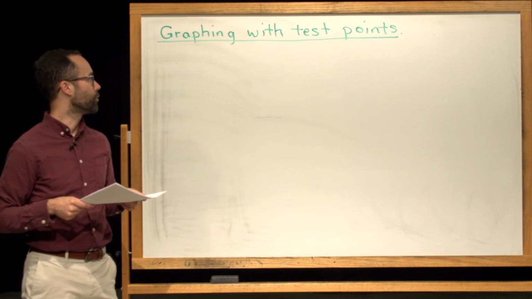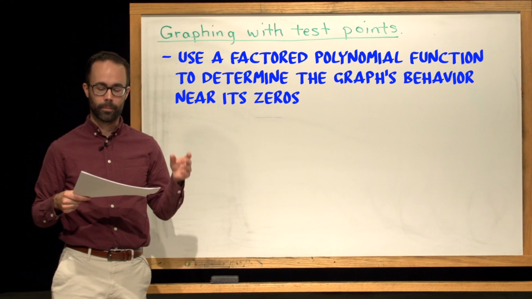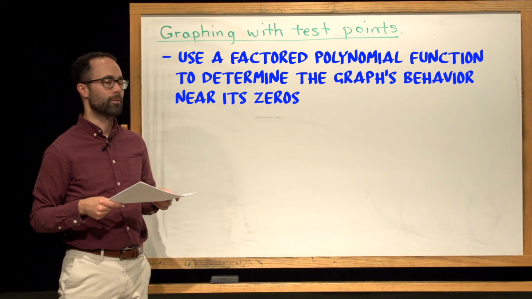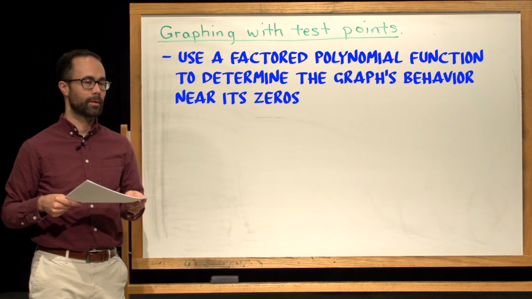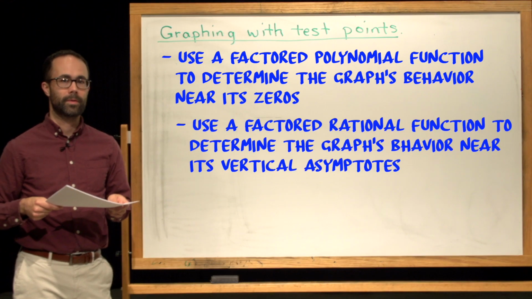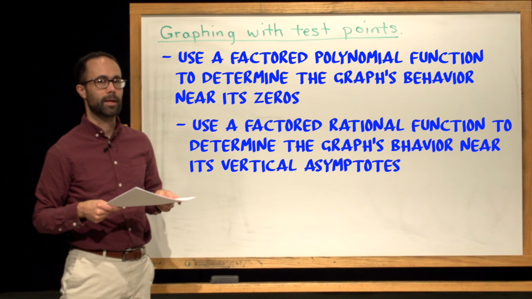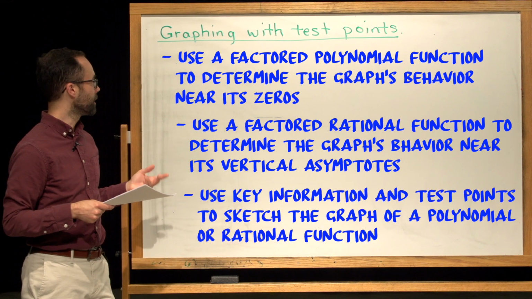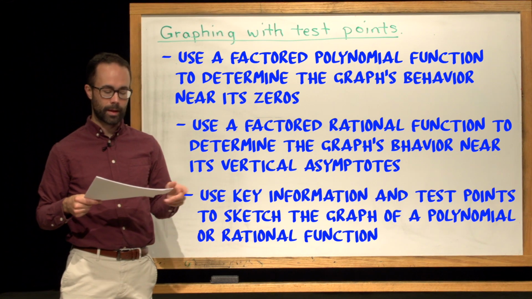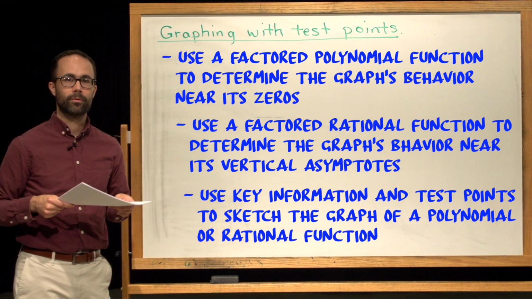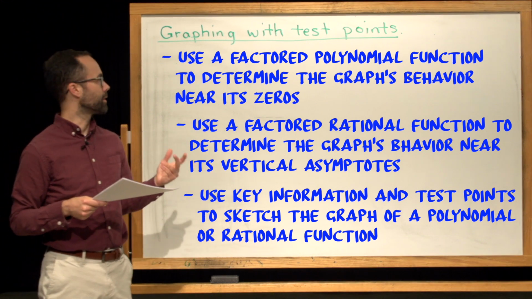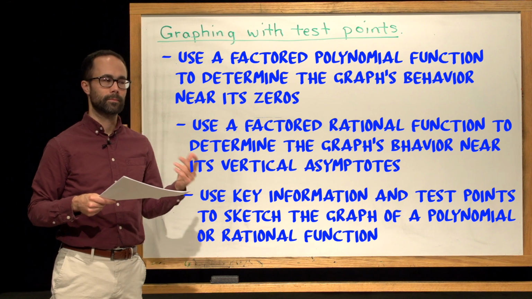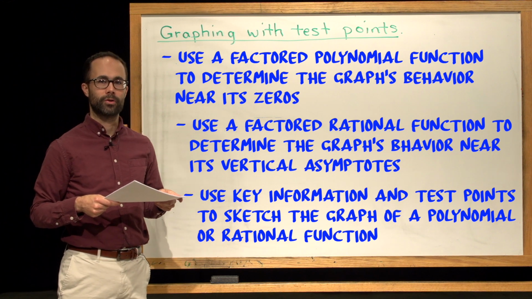We would like to graph a polynomial function from the zeros, analyze behavior near the zeros, and use test points. Secondly, we'd like to do the same thing with rational functions, and that'll include asymptote information along with test points. And then thirdly, being able to use this information, we call it the key information, and test points to sketch a graph of a function.